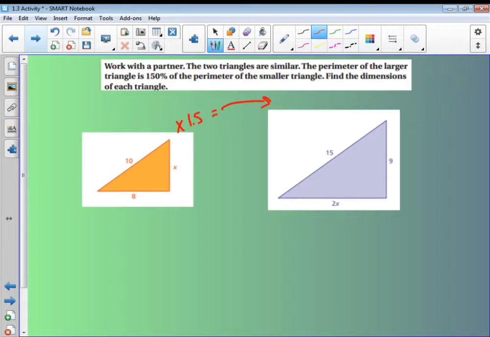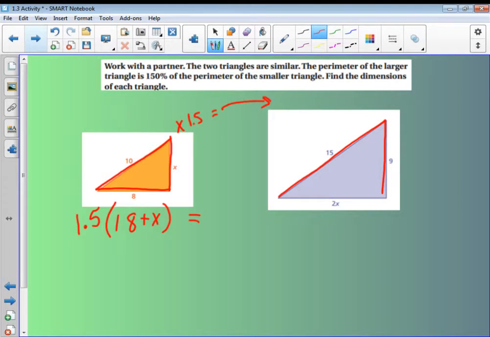Remember, we're working perimeter. Okay, so if I do perimeter, that's where I'm adding my sides together. So I have on this one, 10 plus 8 is 18 plus x. So 18 plus x. Now I said I have to take that times 150%, which is 1.5. And then to go through and do this, that is going to be equal to the perimeter of this one. So 15 plus 9 is 24.